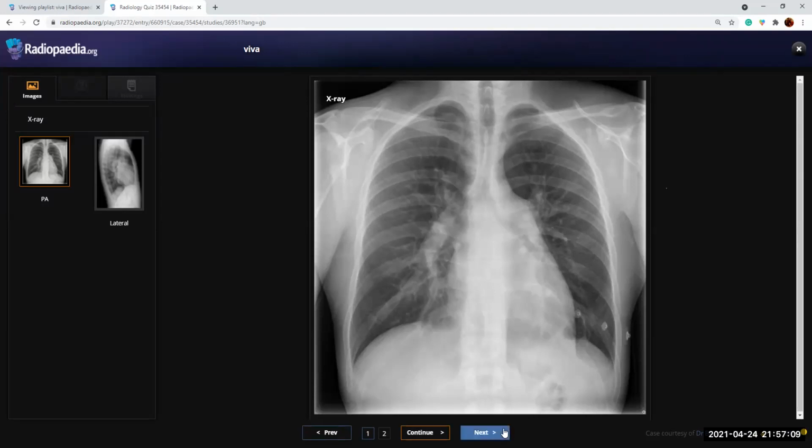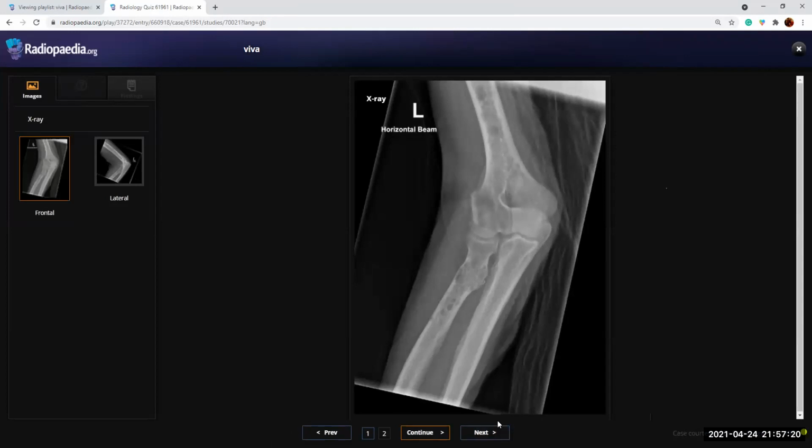Okay, it's okay. I'll just move on to the next one. This is a patient who has elbow pain. The image that will come up. The patient has, sorry, history. Elbow pain.